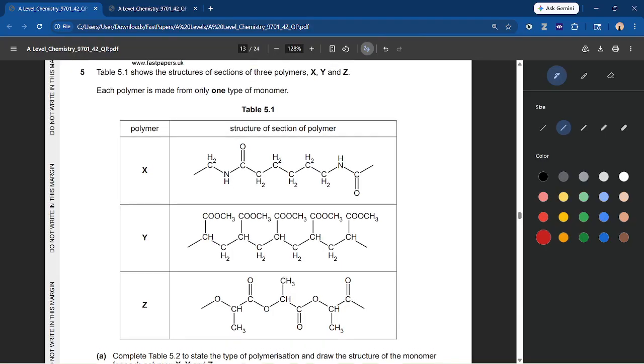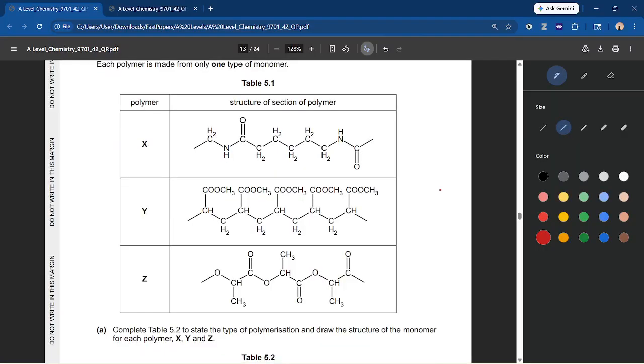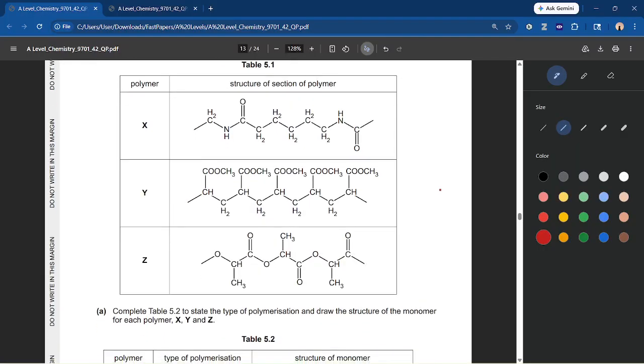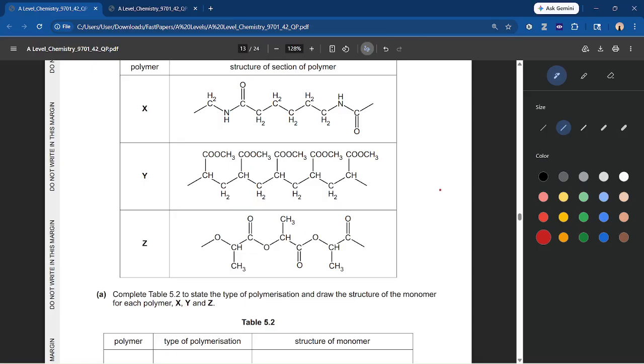Table 5.1 shows the structures of sections of 3 polymers, X, Y, and Z. Each polymer is made from only one type of monomer. So we've got polymer X, and we've got polymer Y, we've got polymer Z. So complete table 5.2 to state the type of polymerization and draw the structure of the monomer for each polymer X, Y, and Z. So let's take a look at what's going on.